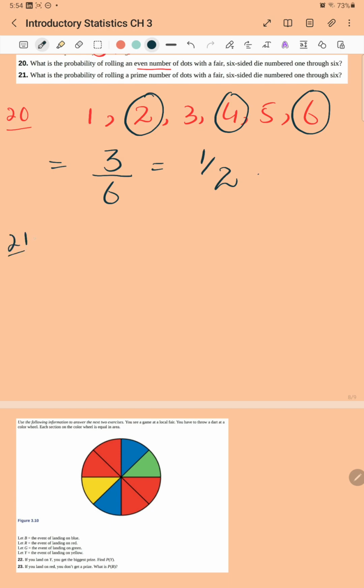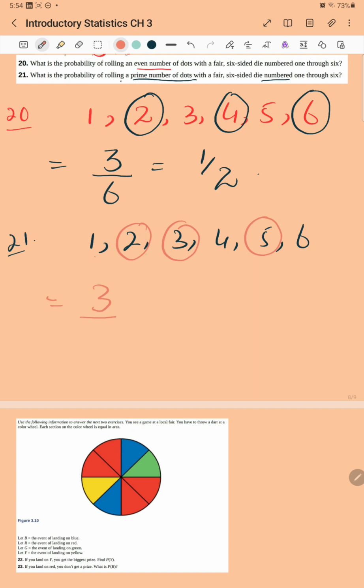For question number 21, what is the probability of rolling a prime number of dots with a fair six-sided die numbered 1 through 6? So 1 2 3 4 5 6. तो इसके अंदर प्राइम नंबर्स कौन कौन से हैं? 2 is a prime number, 3 is a prime number, and 5 is a prime number. So total prime numbers are 3, and the total of the numbers are 6. So it's again going to be 1 over 2.